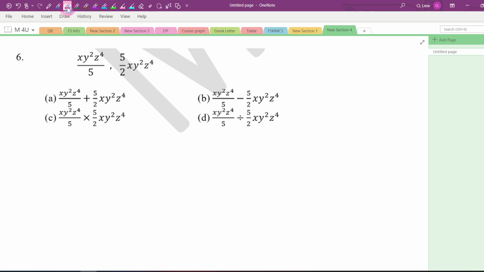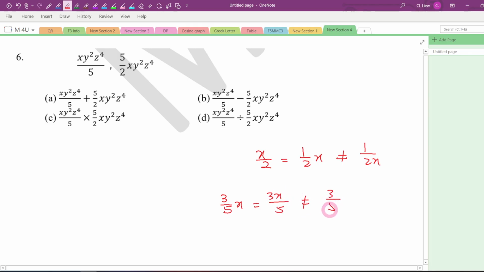Okay, let's try question number 6. Before I explain how to solve this question, you have to understand this. x over 2 is actually the same thing as 1 over 2 times x, but it is not equal to 1 over 2x. Again, 3 over 5x is the same thing as 3x over 5, but it's not equal to 3 over 5x. You need to understand this first.